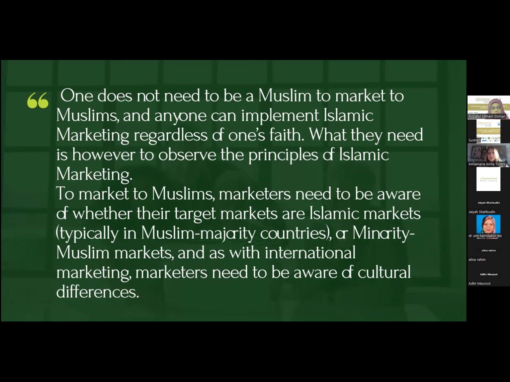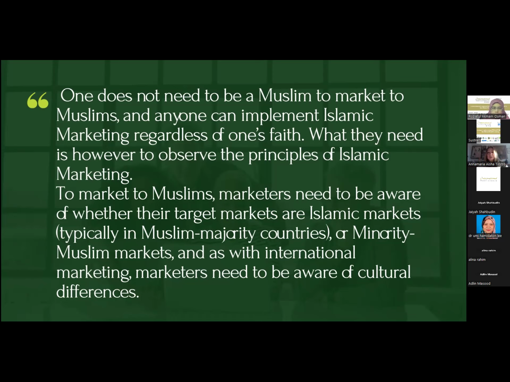In fact, we have different markets, but also, as I told you before, different producers that can be Muslim or non-Muslim. One does not need to be a Muslim to market to Muslims, and anyone can implement Islamic marketing regardless of his faith. What is important is to observe the principles of Islamic marketing.